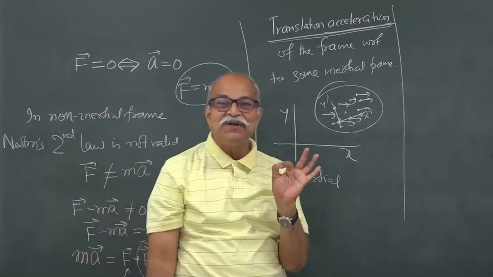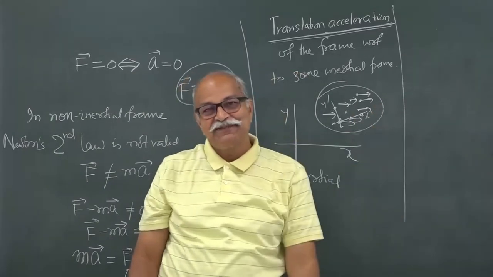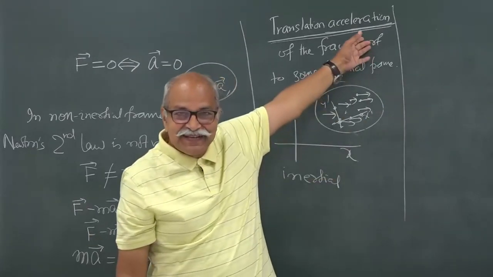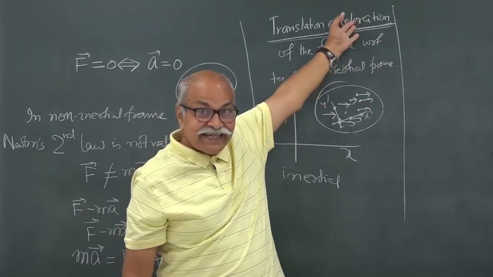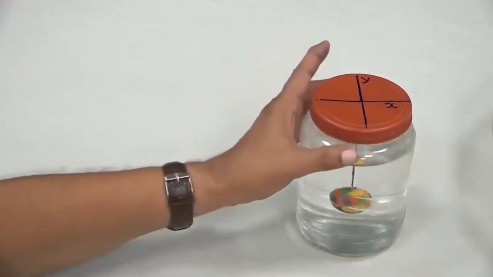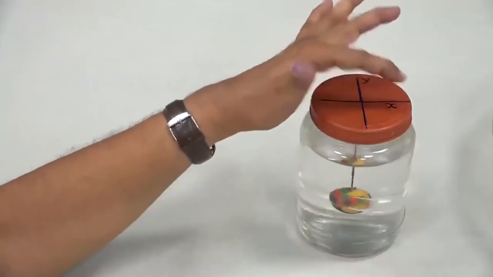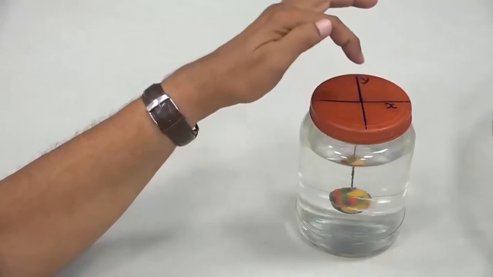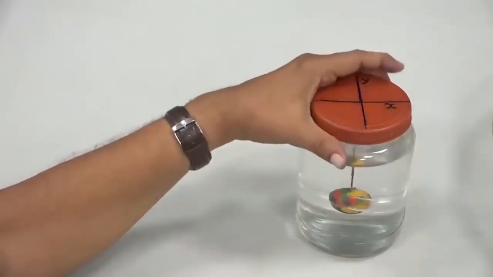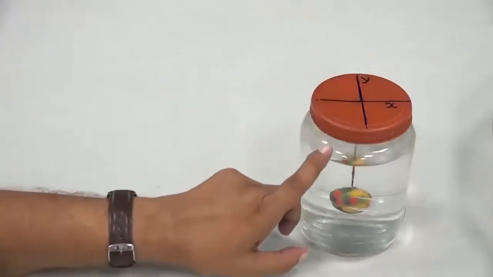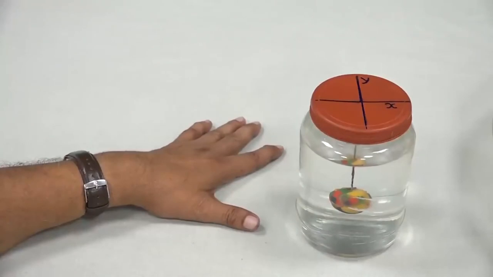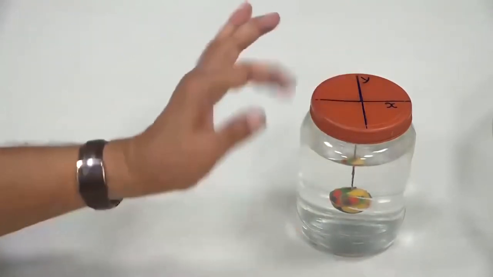I'll show you a small video clip. It's taken from my course on special theory of relativity, and I'll be describing it here. Let's see what happens if you have a non-inertial frame which has translational acceleration. I am trying to show a non-inertial frame which is this box, and on the lid itself I have drawn the x axis, y axis, and the z axis is upwards. In this box you can see a ball hanging in water. The thread is fixed at the lid. At this time the ball is at rest, and x, y, z, nothing is changing.